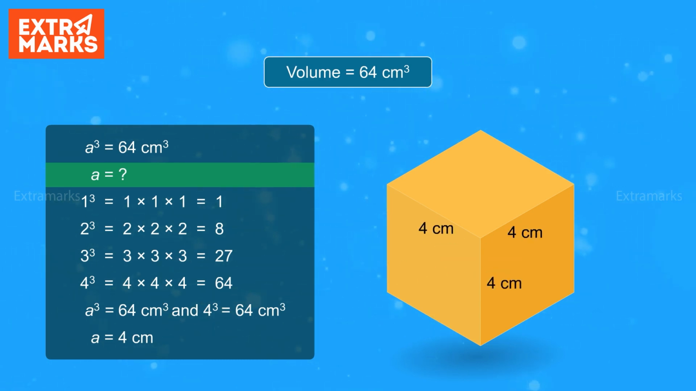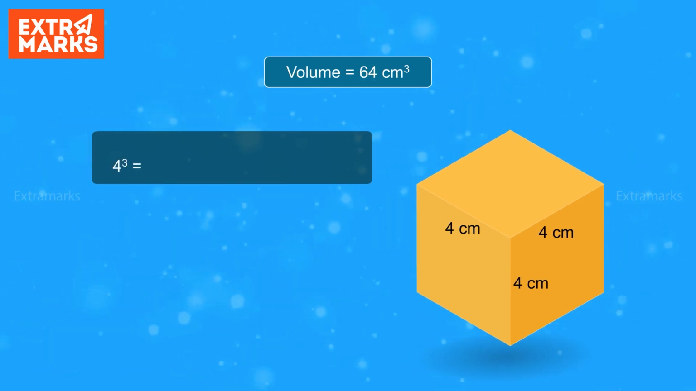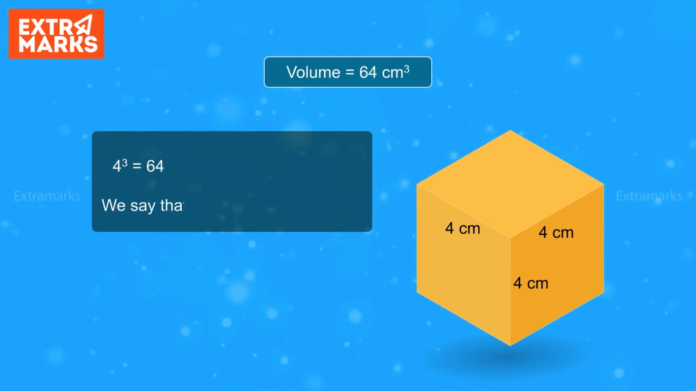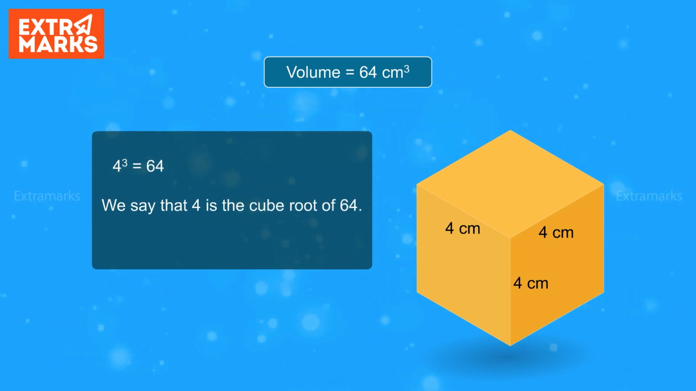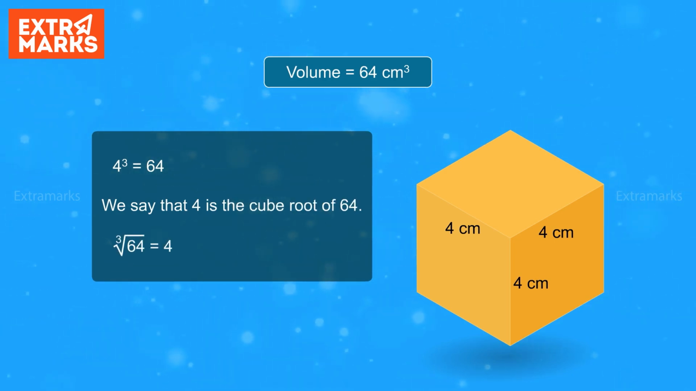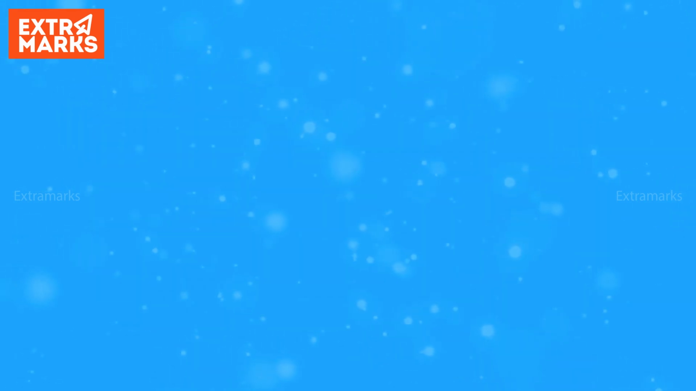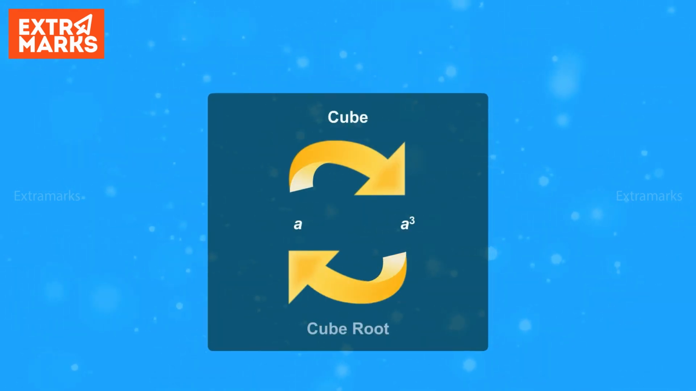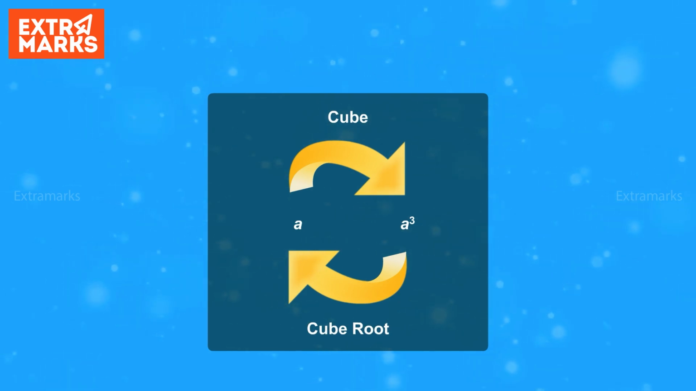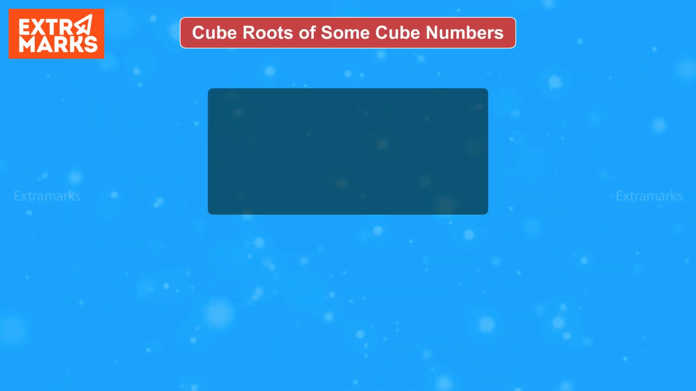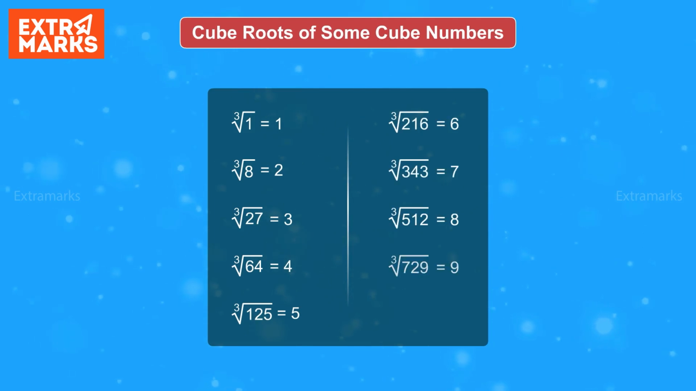In this way, we obtained the number whose cube was given. Since 4 cubed is equal to 64, we say that 4 is the cube root of 64 and we write it as shown here. The symbol used here denotes cube root. Finding cube root is the inverse operation of finding the cube. Here are the cube roots of some cube numbers.